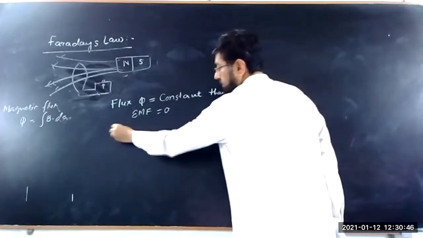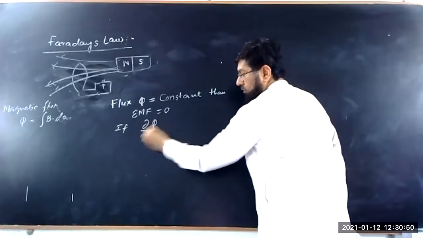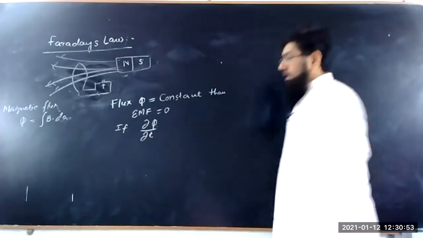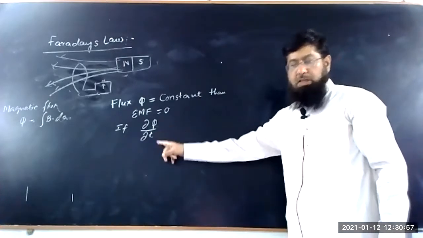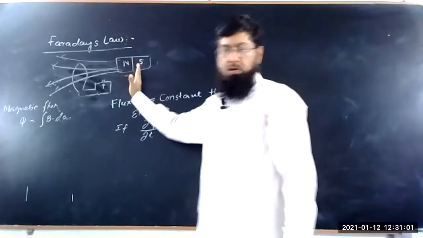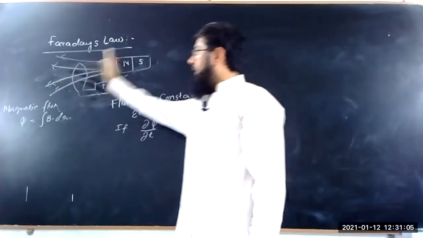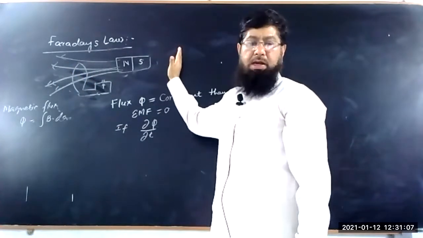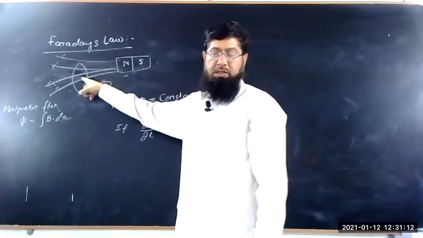If the flux phi changes with time, it means now d phi by dt is nonzero. How is the flux changed with time? If we move the magnet towards the stationary coil, or if we move the magnet away from the coil, in both cases the flux passing through the coil will change with time.